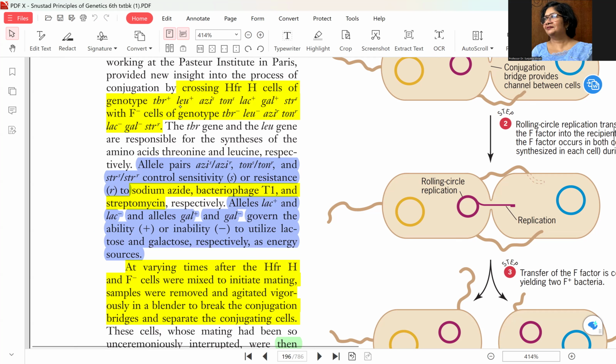Now, the most important is the STRS gene. This is the streptomycin sensitive gene. This streptomycin sensitive gene is what differentiates the donor cells from the recipient cells. Donor cells are streptomycin sensitive, whereas recipient cells in this case are streptomycin resistant. So whenever we carry out any gene mapping study by conjugation, we have to use a marker which can differentiate between the donor cell and the recipient cell.